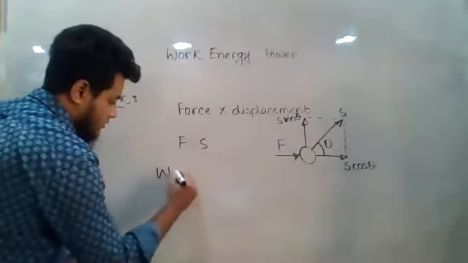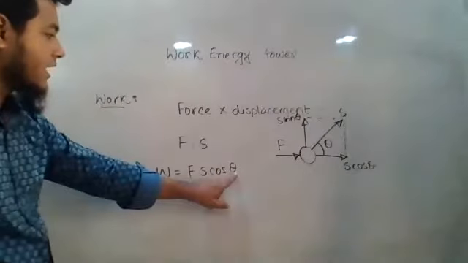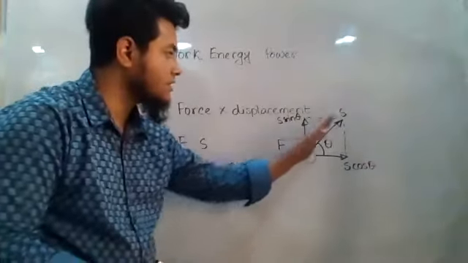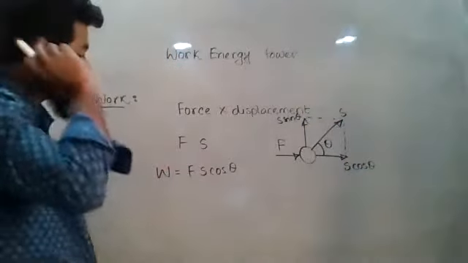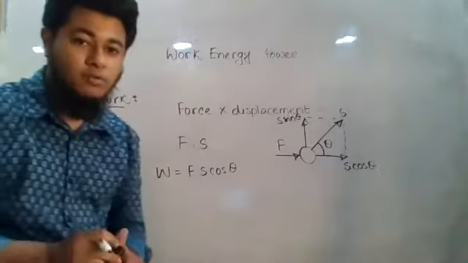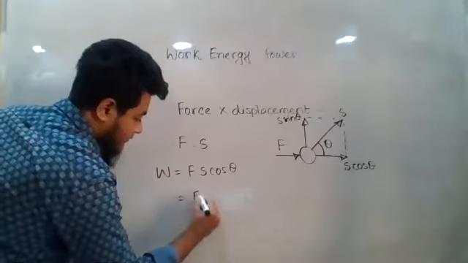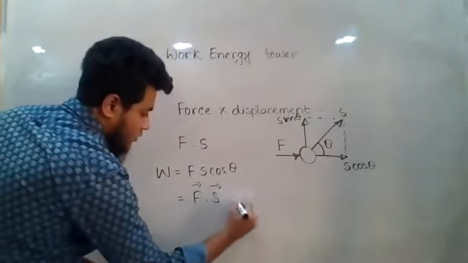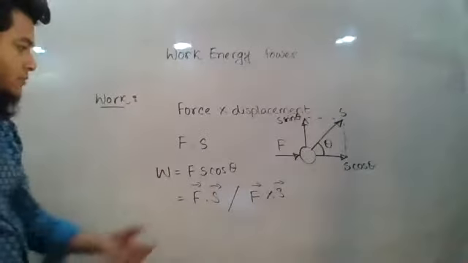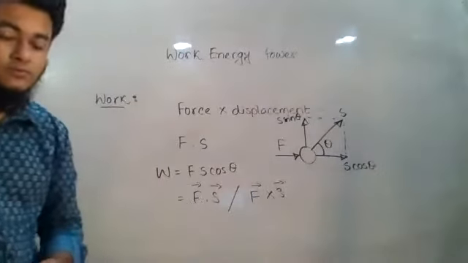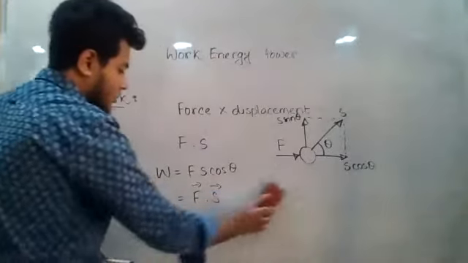Yes. So W will be F S cos theta, given that theta is the angle between the direction of force and the direction of displacement. Okay. Now, we already studied scalar product and vector product, right? From there, what can I write? Should I write F dot S or F cross S? Which one? Cos theta, what does it tell you? Dot S. Dot. Very good. This is dot product.